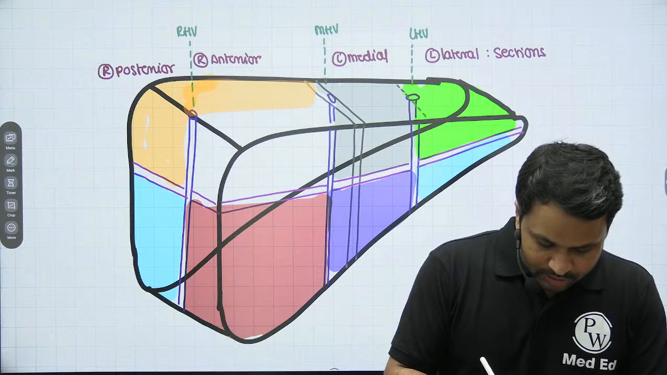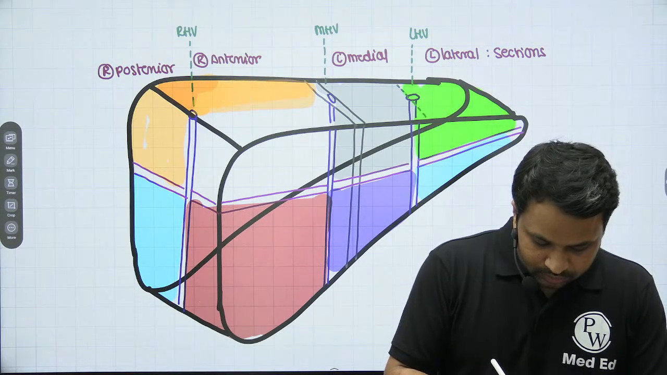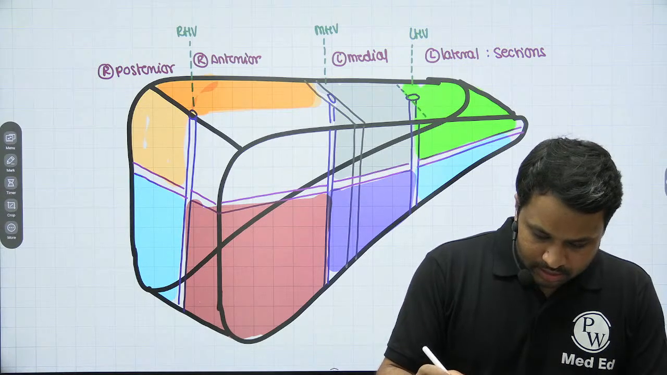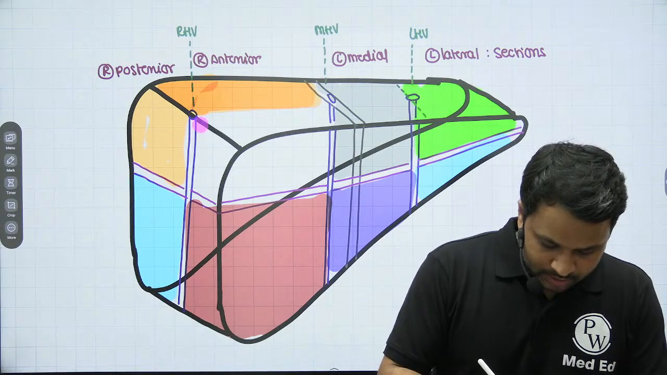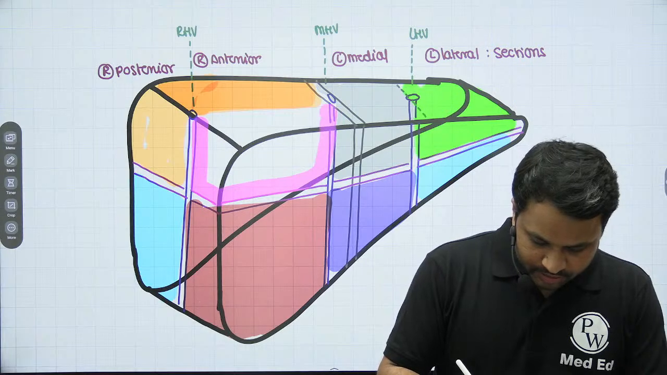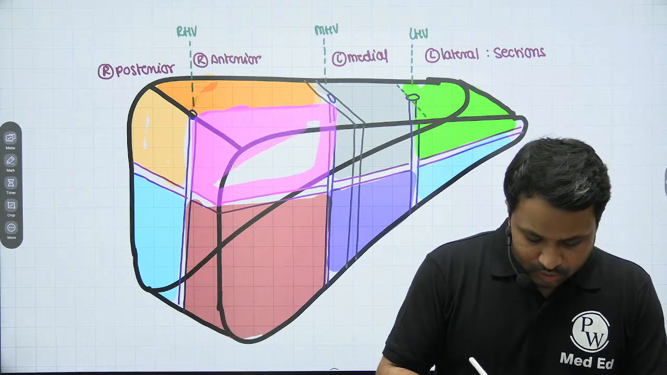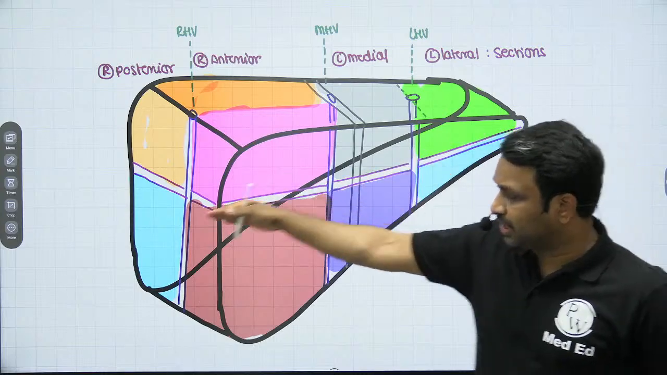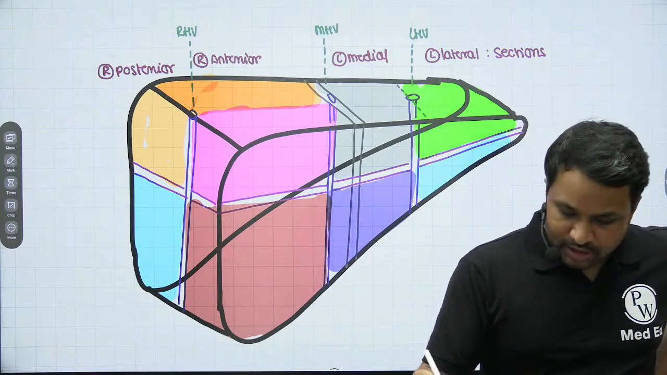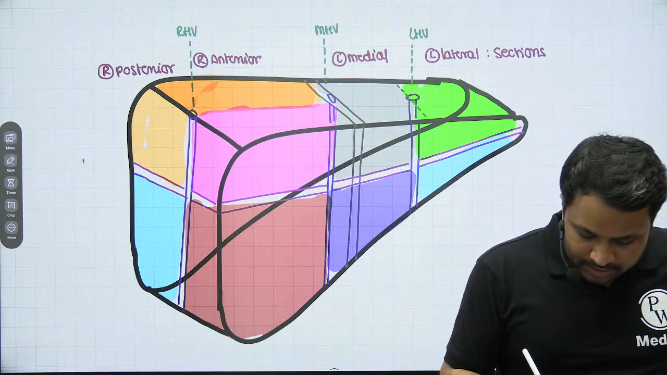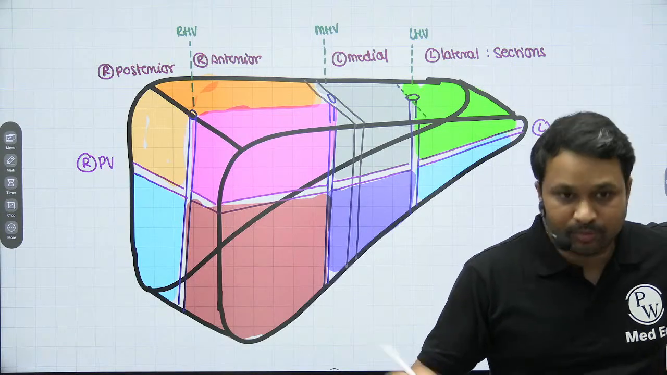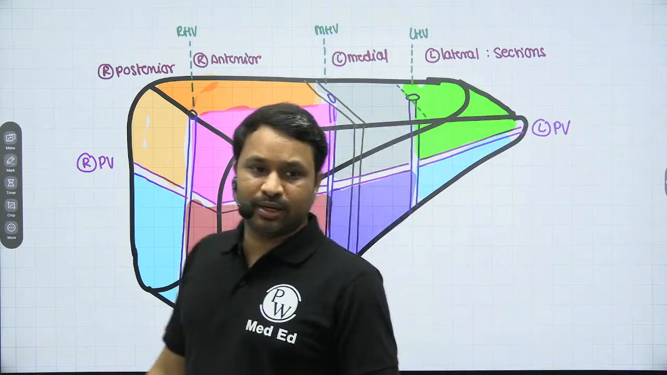So this is how it is going to be depicted, and let's say we'll end with this. Okay. So the liver is now divided into smaller segments with the help of the portal vein. This horizontal line is the portal vein. Just for the sake of discussion, this is your right portal vein and this is your left portal vein.